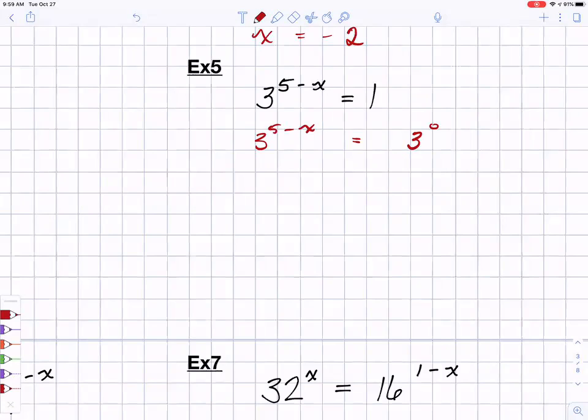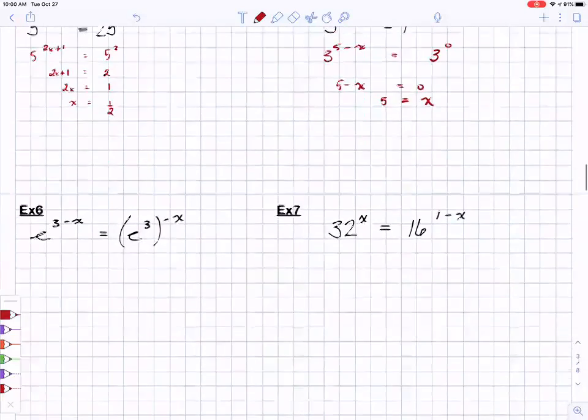Bases are alike. Let's set up a mini equation. So 5 minus x equals 0. So solve, and what do you get? I know I'm going to say 5 equals x, but it's the same thing. Now here's the duh moment. Let's go plug that in. 3 to the 5 minus 5. Oh yeah, duh. Right? Makes sense. And that's not the only way to work that one, but it gives you practice with changing that 1 into a different base.